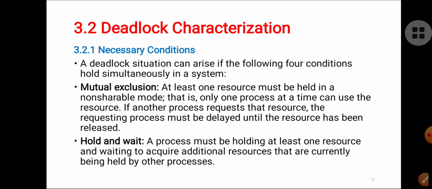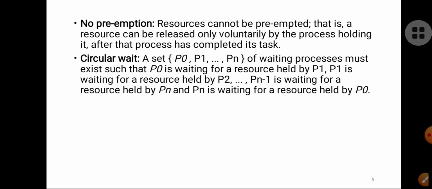A process must be holding at least one resource and waiting to get additional resources that are currently being held by other processes. The third condition is no preemption. Resources cannot be preempted. It means that resources cannot be taken from a process and allocated or given to another process. A resource can be released only voluntarily by the process holding it, after that process has completed its task. The fourth condition is circular wait.